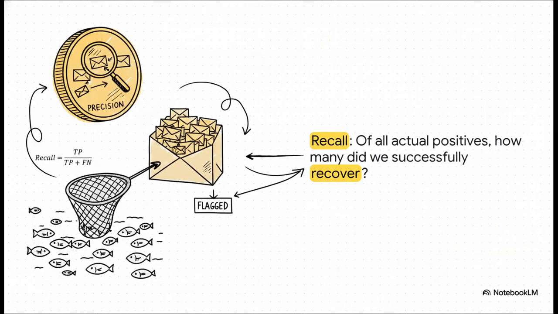But that's only half the picture. The other side of the coin is recall. Recall asks a totally different question. Of all the spam that was actually out there, how much of it did our model manage to find? High recall means your model is a great detective. It doesn't let much slip through the cracks.